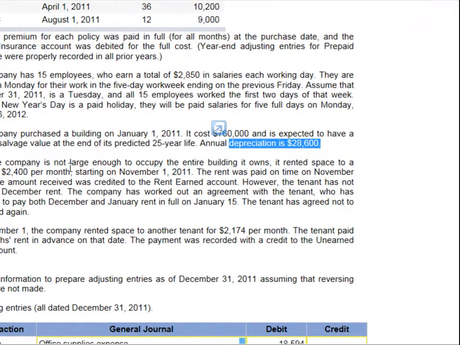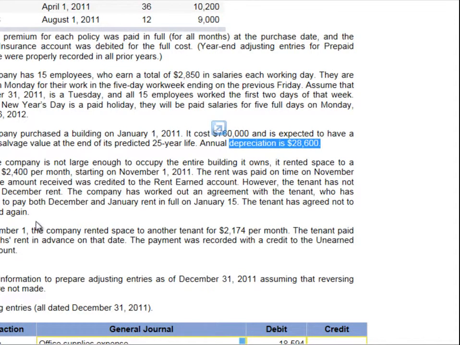E, since the company is not large enough to occupy the entire building it owns, it rented space to a tenant at $2,400 per month starting on November 1st, 2011. The rent was paid on time on November 1st, and it was credited to the rent earned account. However, the tenant has not paid the December rent. The company has worked out an agreement with the tenant who has promised to pay both December and January rent in full on January 15th. They've agreed not to fall behind again. We're concerned with December 31st. What rent do we accrue for this particular month?